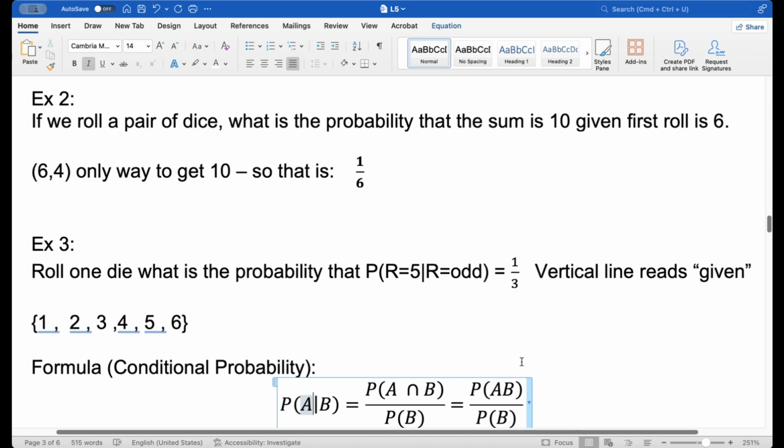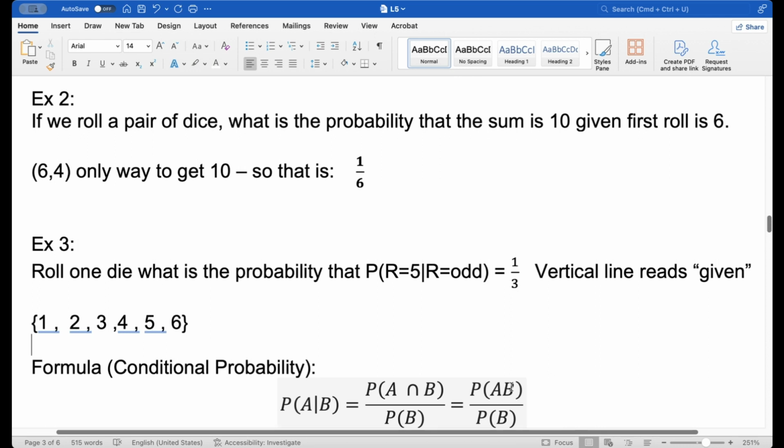All right, now the official formula here for conditional probability. The probability of A given that B has occurred is the probability of the intersection of the events, probability of A intersect B, divided by the probability of the given event B. Sometimes the textbook uses shorthand notation. It doesn't write the intersection symbol. It just writes probability AB.